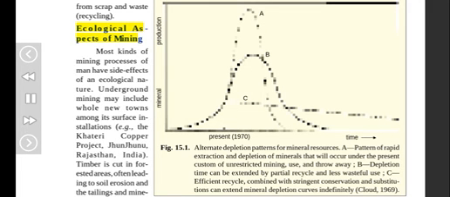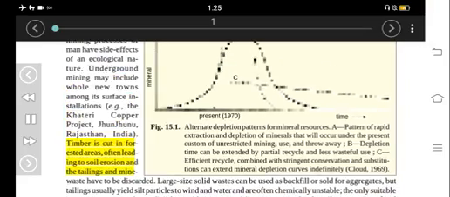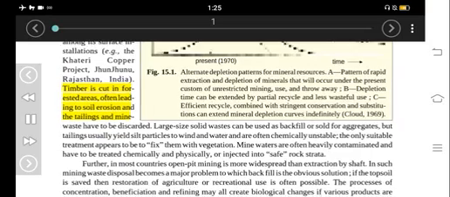Ecological aspects of mining. Most kinds of mining processes of man have side effects of an ecological nature. Underground mining may include whole new towns among its surface installations, e.g., the Khetri Copper Project, Jhunjhunu, Rajasthan, India. Timber is cut in forested areas, often leading to soil erosion and the tailings in mine.